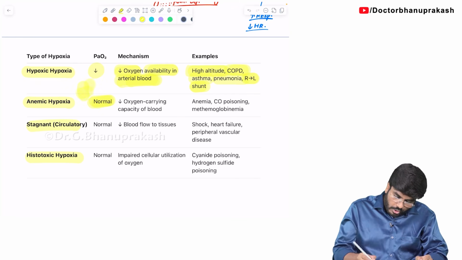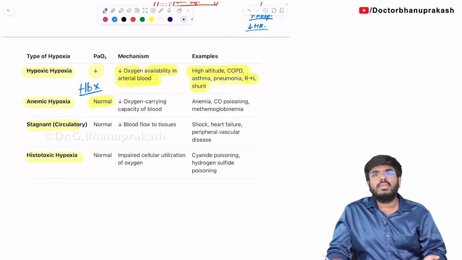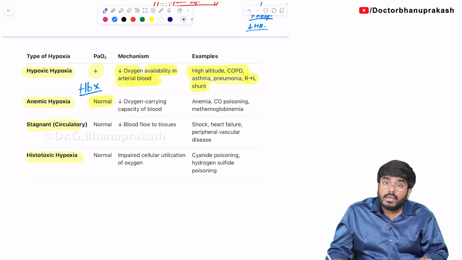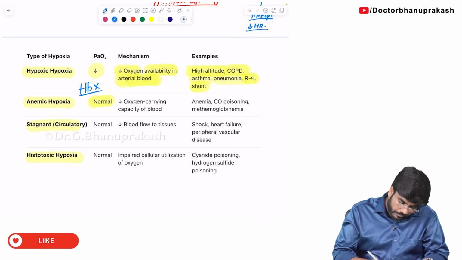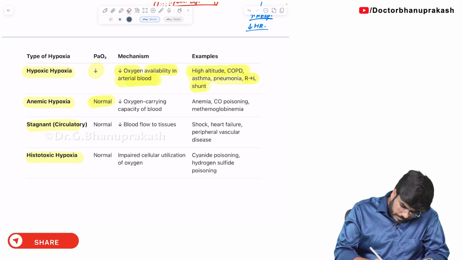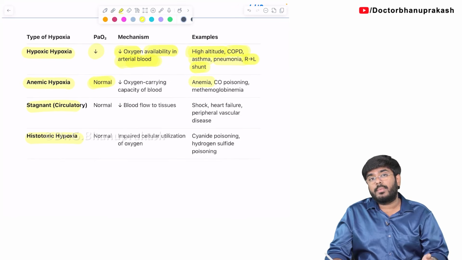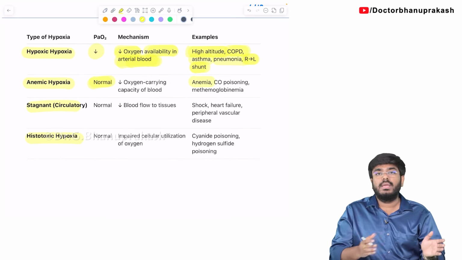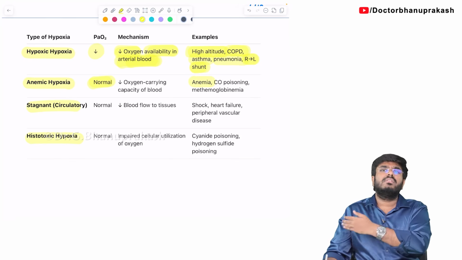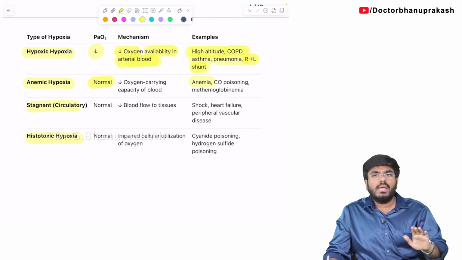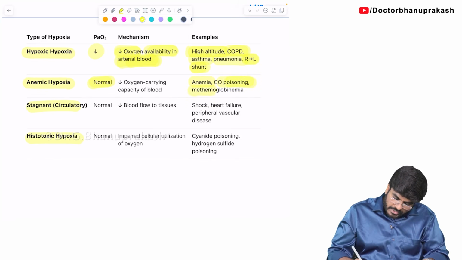Hemoglobin is not there. In this condition, the problem is with the hemoglobin. Maybe hemoglobin is not available, or there is a qualitative problem with the hemoglobin, either a quantitative problem or a qualitative problem. For example, anemia. In anemia, the problem is a lesser amount of hemoglobin. If there is less hemoglobin, there is going to be less oxygen carrying capacity. The more the hemoglobin, the more oxygen carried to the tissues. The less the hemoglobin, the less oxygen goes to the tissues. Or carbon monoxide poisoning or methemoglobinemia.